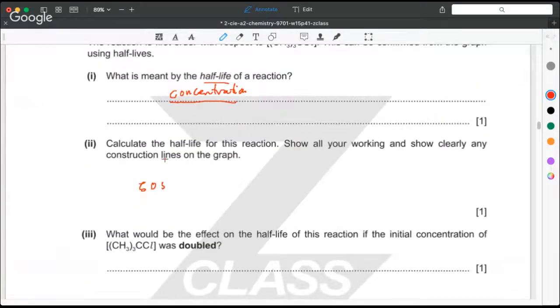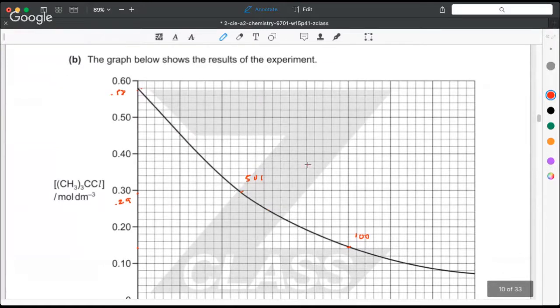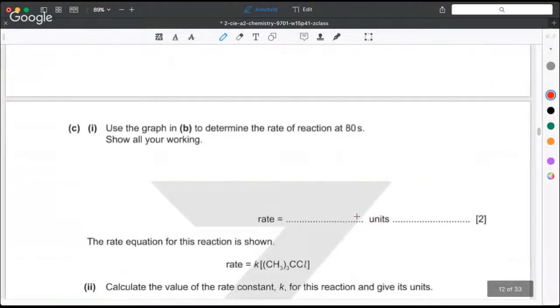And again, down here, they're kind of playing with your head a bit, because we saw here that the half-life is constant for a first order reaction. It halved there, took 50 seconds. It halved again, took another 50 seconds. The half-life is constant. And so they come down here and say, well, what would happen to the half-life if we change the concentration? Well, nothing, because the half-life is constant. It's almost a trick question that they're playing on you there. So what would be the effect on the half-life? Well, no effect, because in a first order reaction, the half-life is constant. And we found that out from the graph anyway. The time taken for the concentration to halve was 50 seconds.